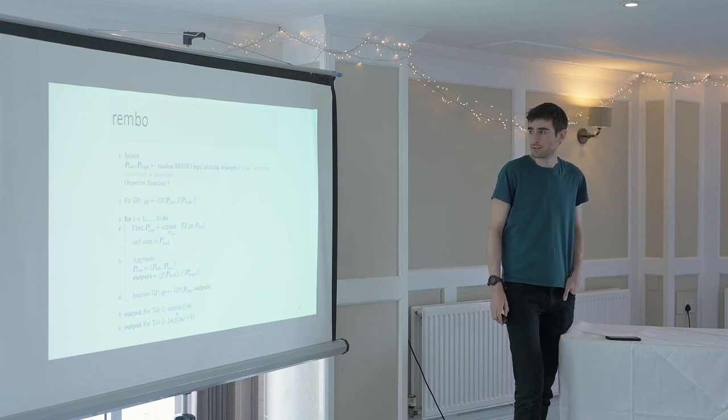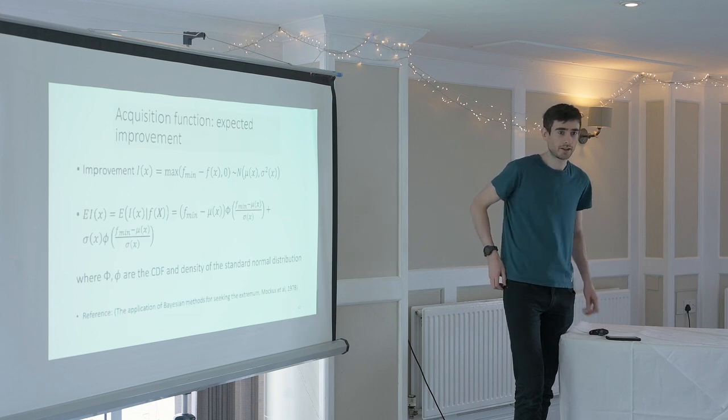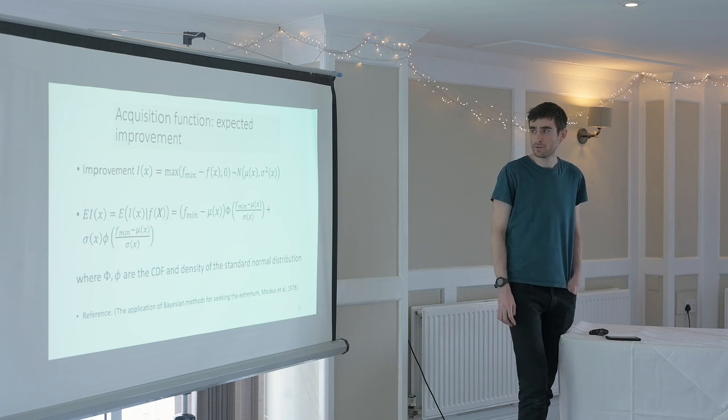Now, the acquisition function has not been talked about yet, so a brief introduction to the one I'm using. If we define the improvement as either 0 or the reduction in minimum from the new point we're looking at, the idea is that we can approximate it with a Gaussian. And from there, we can look at the expected value, integrate that, and some calculus gives us a nice formula in the end.